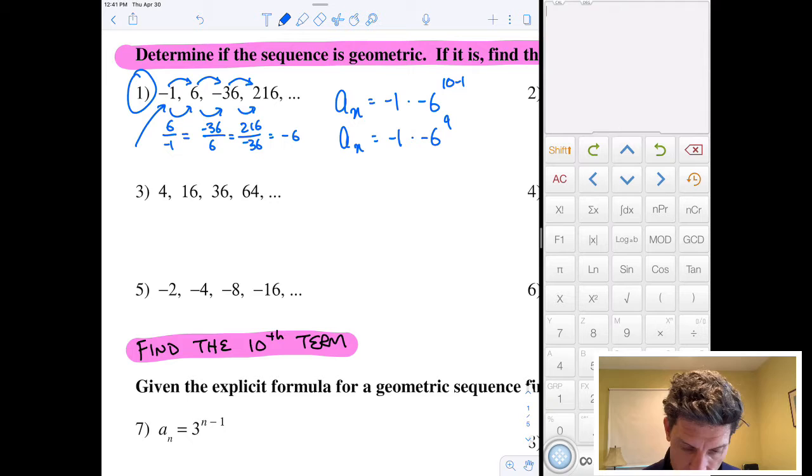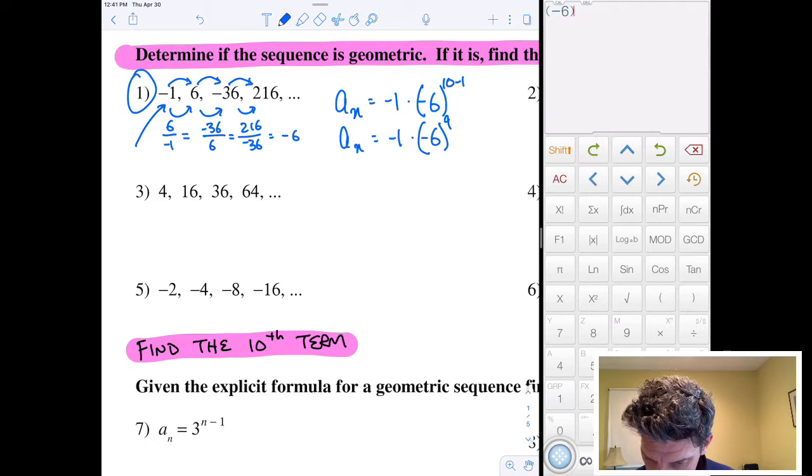I'm going to do -6. The way I believe this is worded, we want to put that in parentheses because we might get a negative answer. So I'm going to go ahead and put parentheses -6 raised to the, I don't use this calculator very often. Where's the power button?